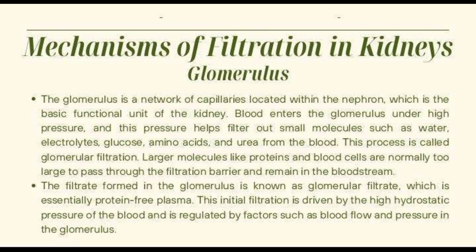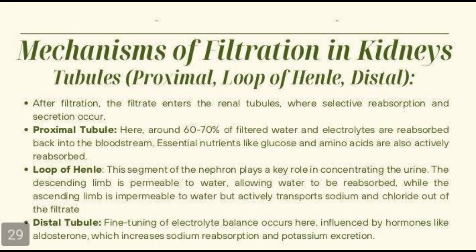Larger molecules like proteins and blood cells are normally too large to pass through the filtration barriers and remain in the bloodstream. The filtrate formed in the glomerulus is known as glomerular filtrate, which is essentially protein-free plasma. This initial filtration is driven by the high hydrostatic pressure of the blood and is regulated by factors such as blood flow and pressure in the glomerulus.